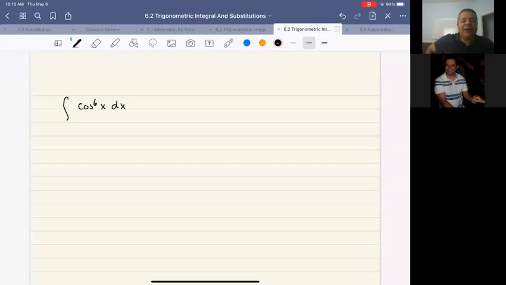Now if we have cosine to the sixth of x, we can't do that anymore. Because if we break it off, let's try. That's going to be, on purpose, a bad attempt, just to see what happens. So we're going to get cosine to the fifth of x, cosine x dx.